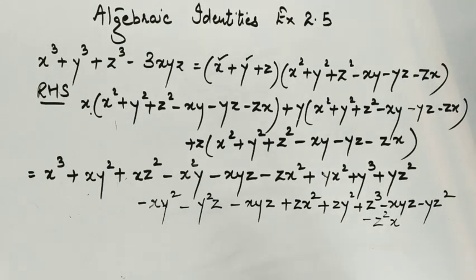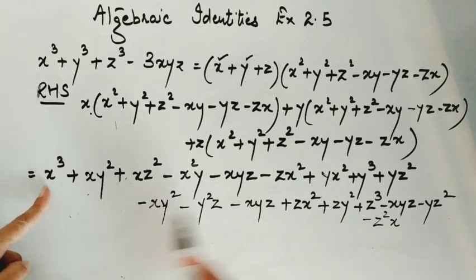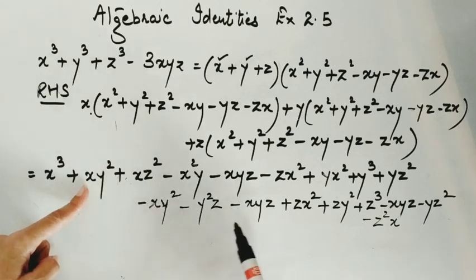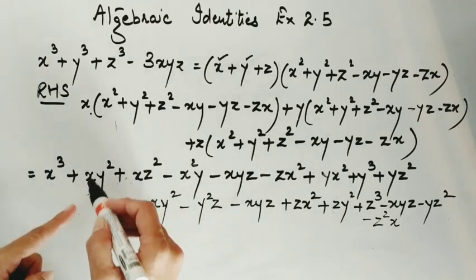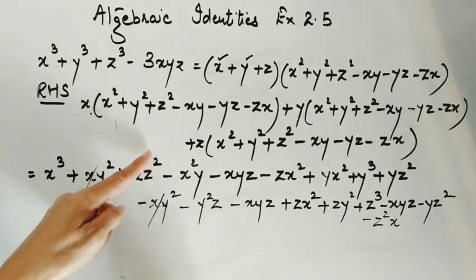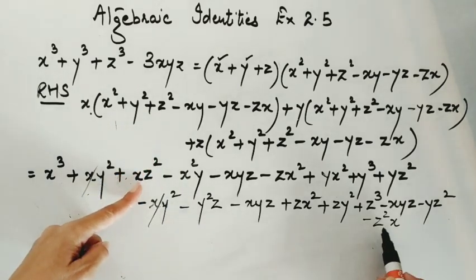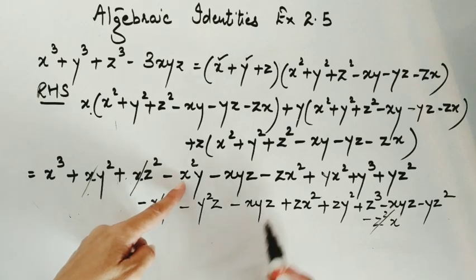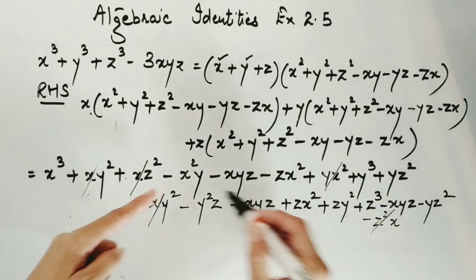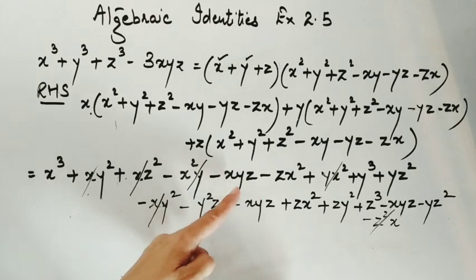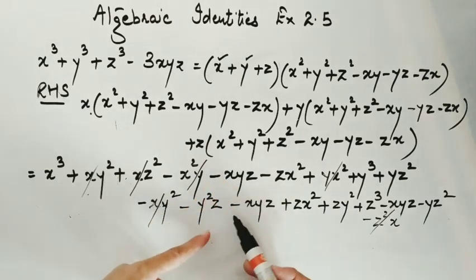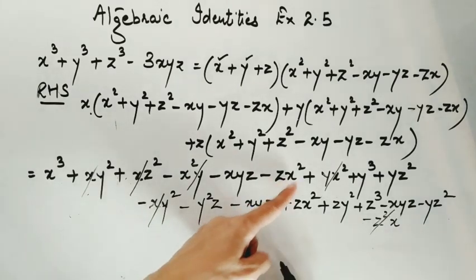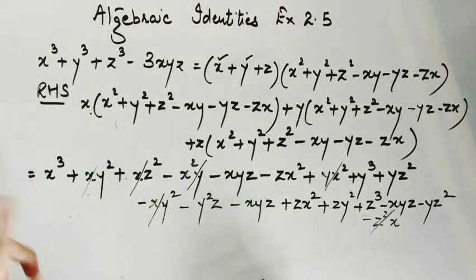Now let's check which terms can be cancelled. X cube cannot be cancelled with any term. Xy square, this is positive. You would definitely find one xy square with negative. So here we go, these two are cancelled. Xz square positive, xz square negative, this finishes off. X square y negative, then x square y positive, this also finishes. Xyz with negative. Do we have any xyz positive? No, there are two more but both with negative.